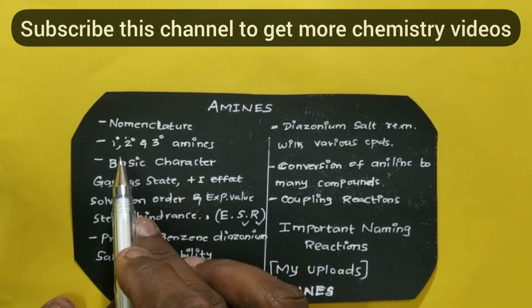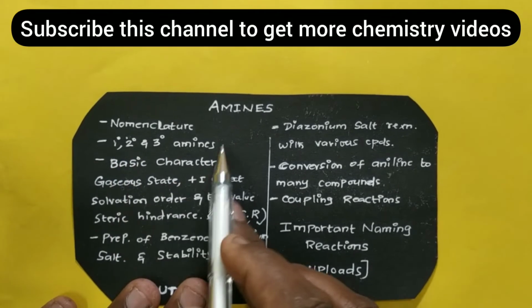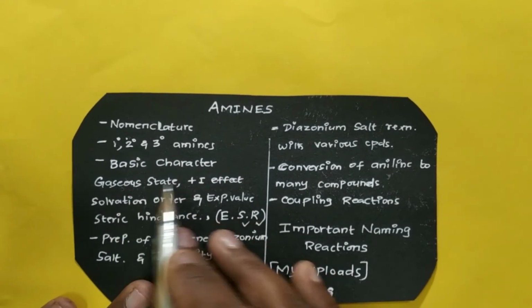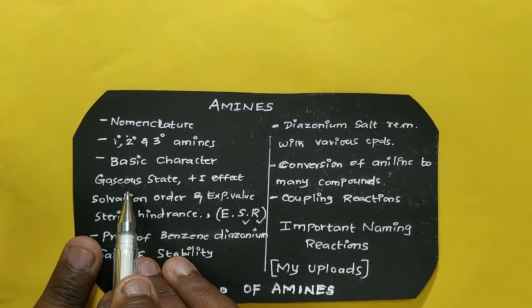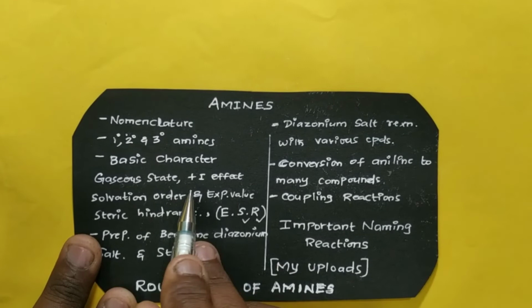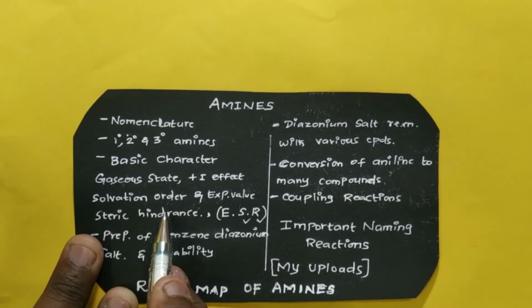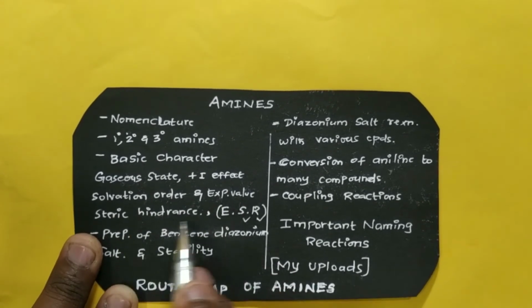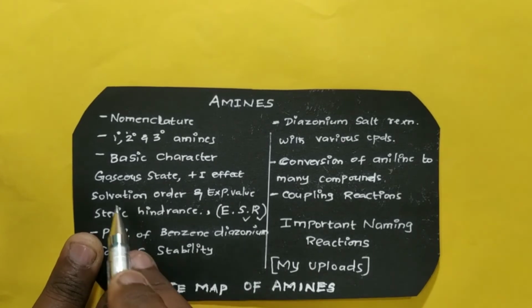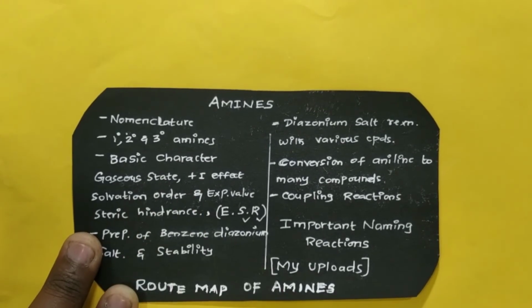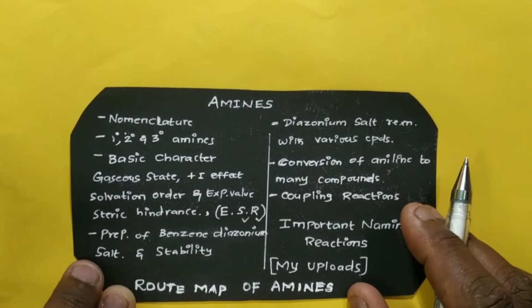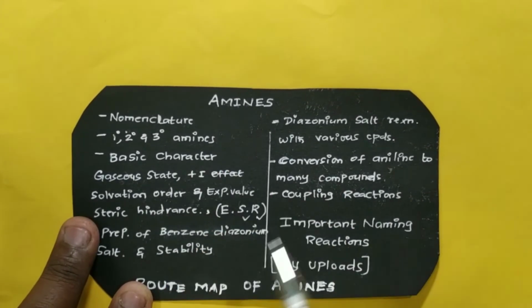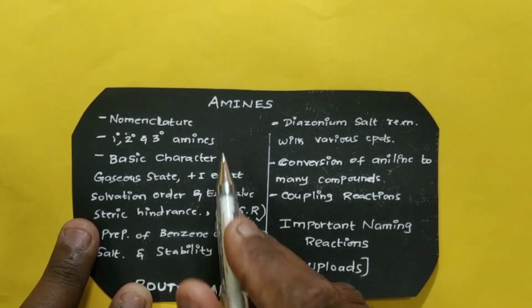So amines also: nomenclature, 1 degree, 2 degree, 3 degree amine identification. Then basic character. They'll be asking basic character in the form of gaseous state, positive inductive effect, solvation order, experimental value and steric hindrance value. So in these 5 areas they'll be asking basic character. There will be a small difference based on that, some simple concepts are there. If you don't know about this concept, please go and watch my videos in the amines section.